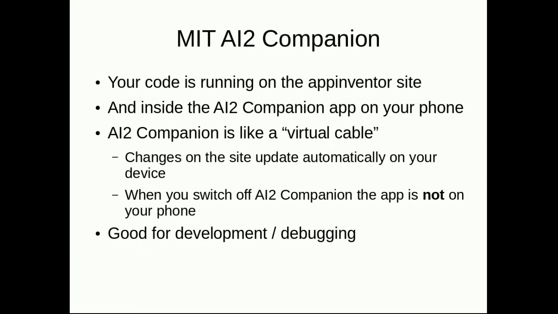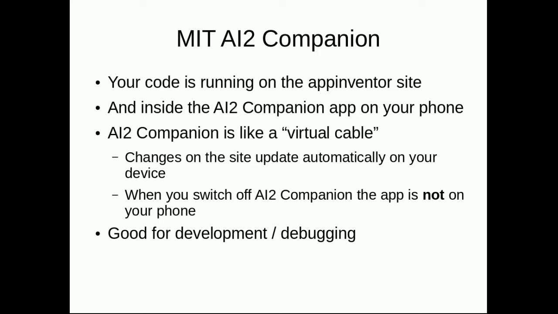So MIT AI2Companion, with this, the code is running on the App Inventor site, but it's also running inside the AI2Companion app on your phone. This means you've got to install AI2Companion on the device, but that's okay. What AI2Companion does is it functions a little bit like a virtual cable. So changes you make on the App Inventor site should update automatically on your device.